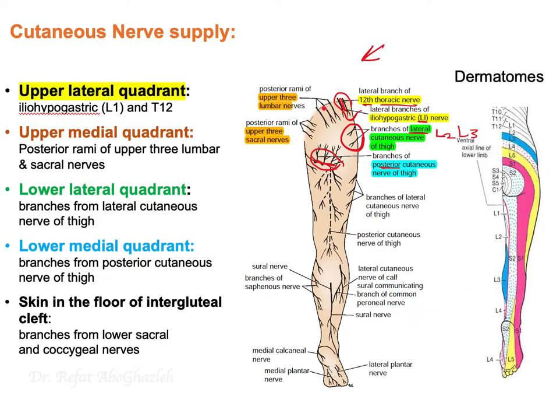In this corner, you will get innervation from the upper three lumbar and sacral nerves, of course the posterior rami, because you know the sensation is carried by the posterior rami, not anterior. So the upper three lumbar and sacral, because they are close to this area, we expect them to carry the sensation from this area. Now, the skin of the floor of the intergluteal region, in the intergluteal cleft or natal cleft, is simply from the lower sacral and coccygeal nerves.